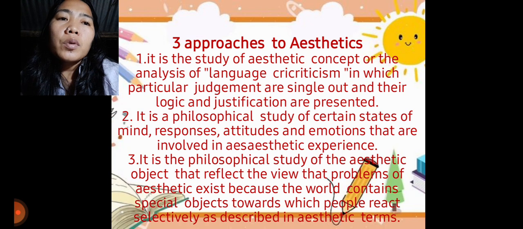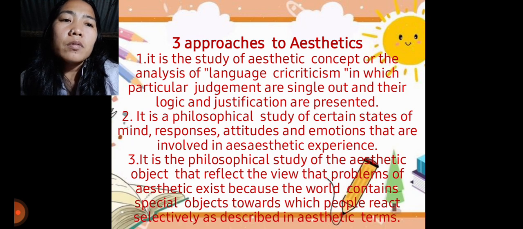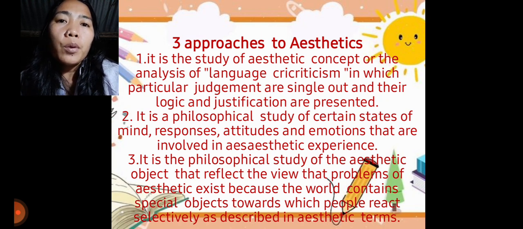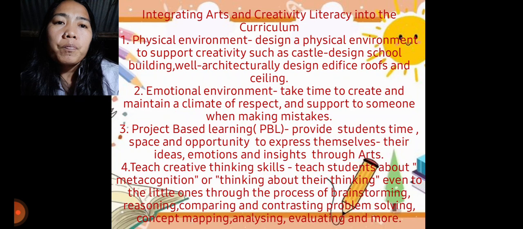Three approaches to aesthetics. First, it is the study of aesthetic concepts or the analysis of language and criticism, in which particular judgments are singled out and their logic and justification are presented. Second, it is a philosophical study of certain states of mind, responses, attitudes, and emotions that are involved in aesthetic experiences. Third, it is the philosophical study of the aesthetic object, which reflects the view that problems of aesthetics exist because the world contains special objects toward which people react selectively as described in aesthetic terms.